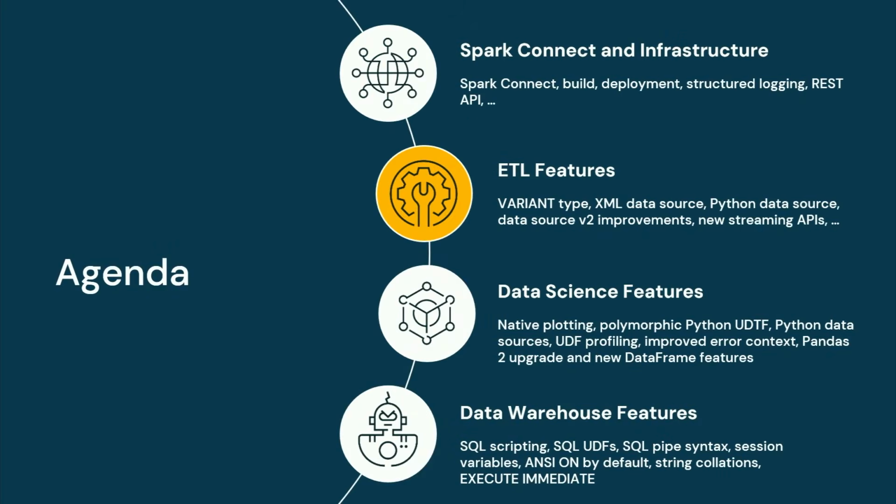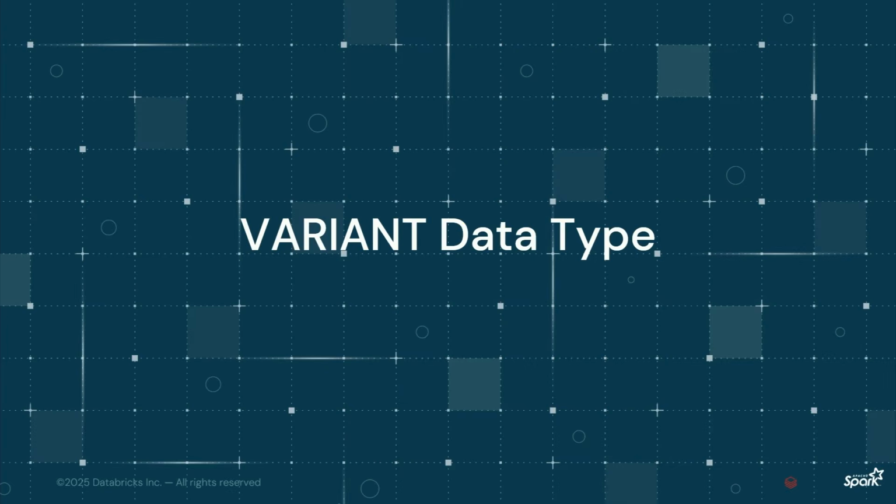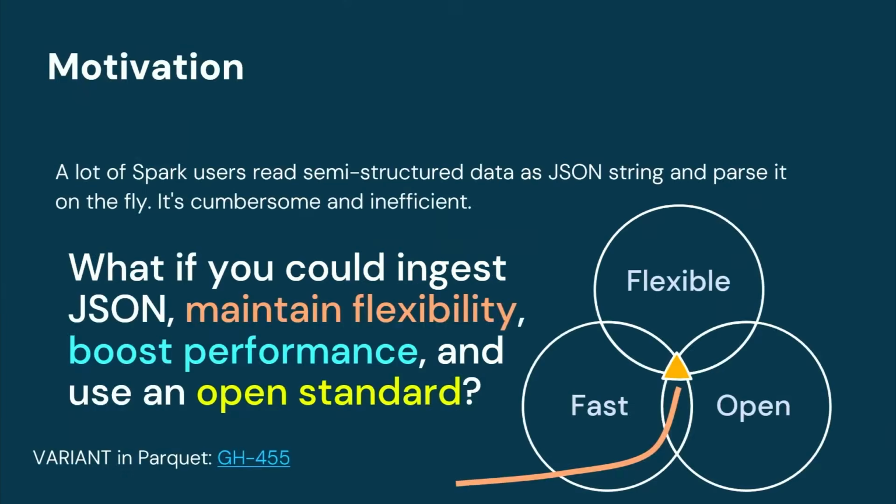Now let's move to the next section, and let's talk about the new features for ETL users. The first thing I'm happy to announce is a new variant data type. For ETL, it's common that you have to deal with semi-structured data like JSON, which doesn't have a static schema. Maybe every row has a different schema, and you don't know how to turn it into a table, right?